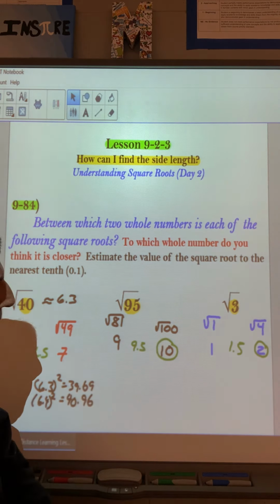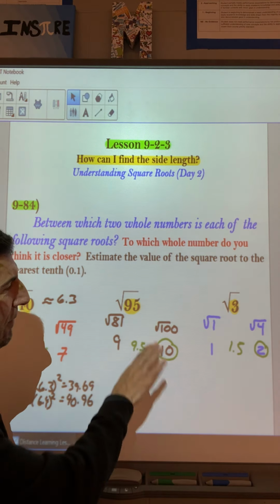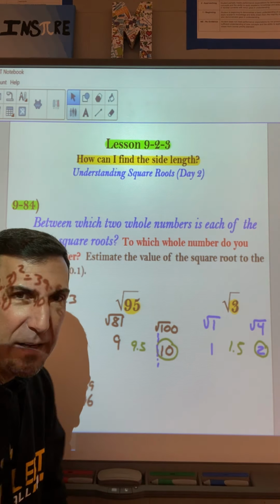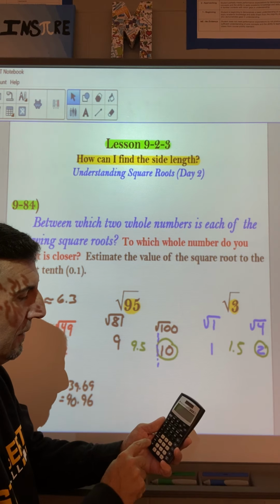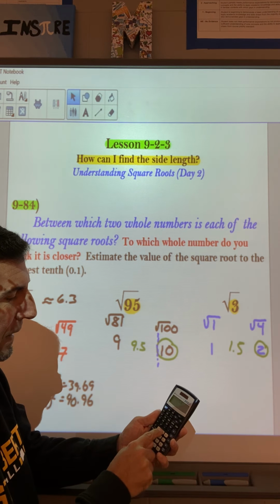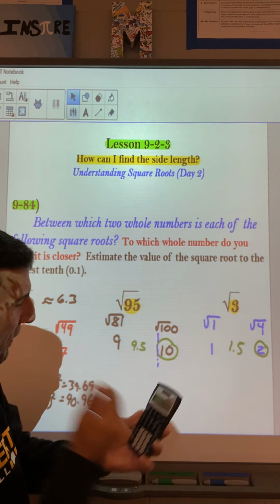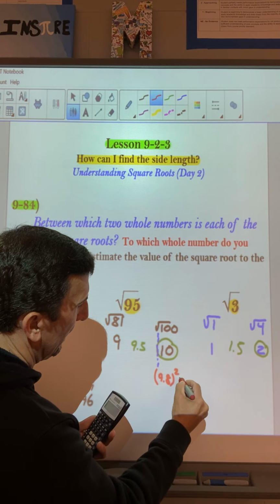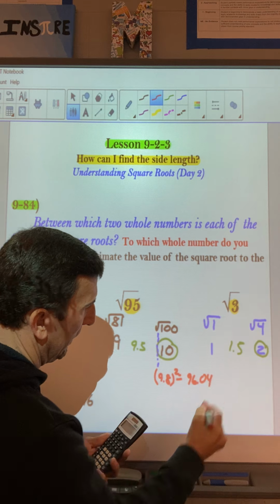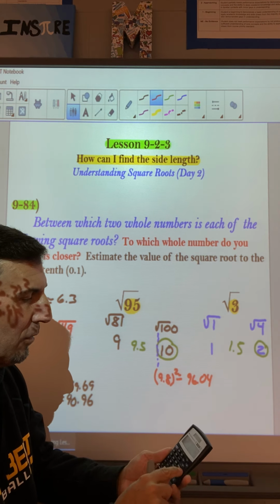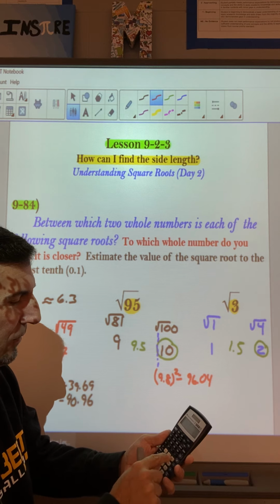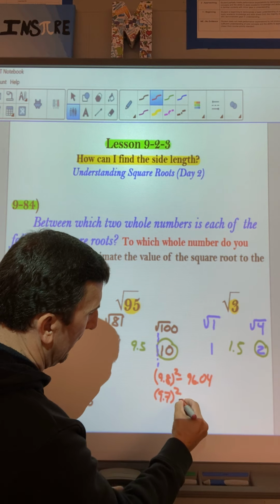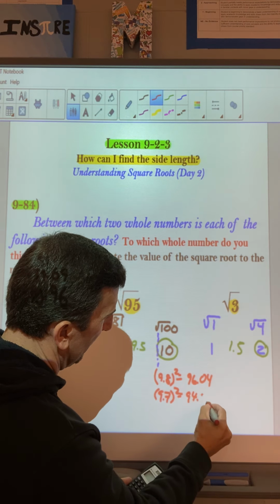Okay, let's do the next one. You guys said it's closer to 100. It's not halfway in between, it's really closer to there, so I'm going to try a number that's closer up there, like 9.8, 9.9. So 9.8 times 9.8 equals 96.04. Okay, so I have 9.8 squared equals 96.04. So that's too much. So I'm going to go down. 9.7 times 9.7 equals 94.09.